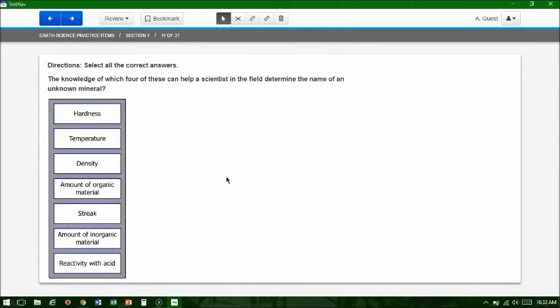All right, for number 11, the knowledge of which 4 of these properties can help a scientist in the field determine the name of an unknown mineral? What's really important for identifying an unknown mineral is hardness, density, the streak, and reactivity with acid. Those 4 properties can help to identify an unknown mineral.